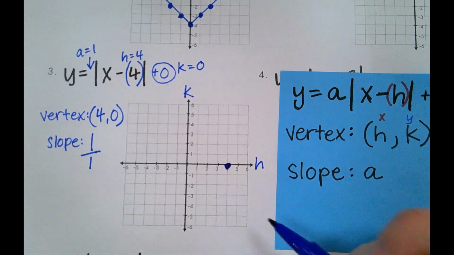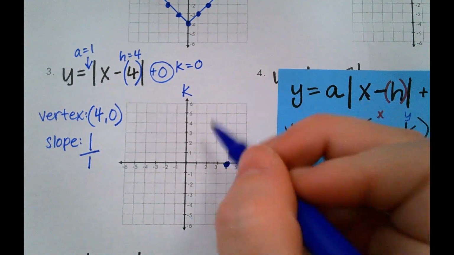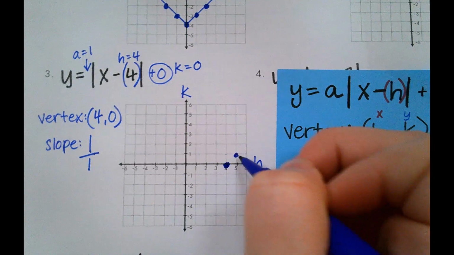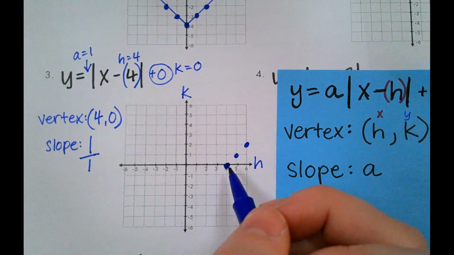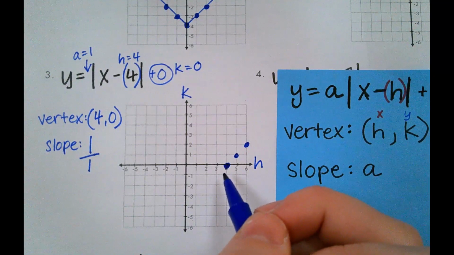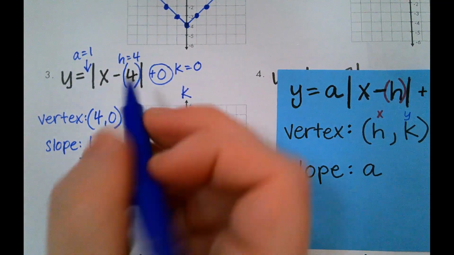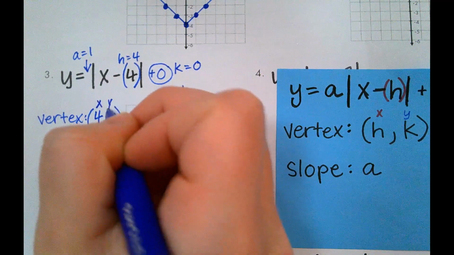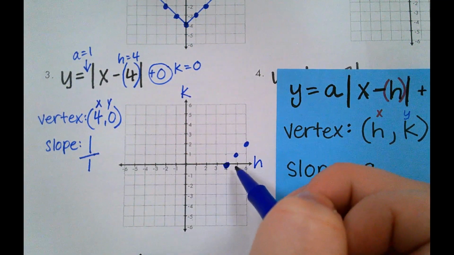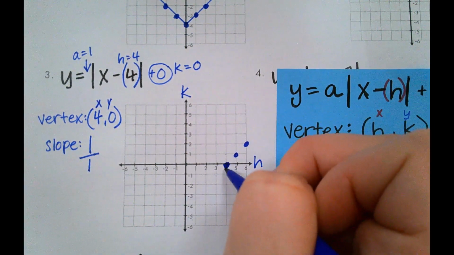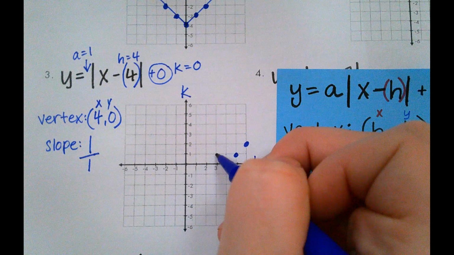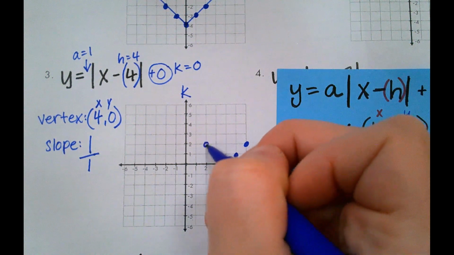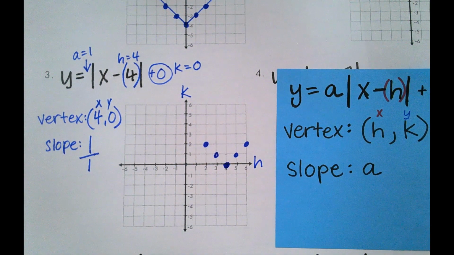And where do I go from here? Up 1/1. Up 1/1. Same thing. We just moved our starting point. Because our vertex is 4, 0, we shifted our graph to the right. So then we go back to the vertex. Up 1/1 again, but to the left. Up 1/1. Up 1/1. And we connect the dots.